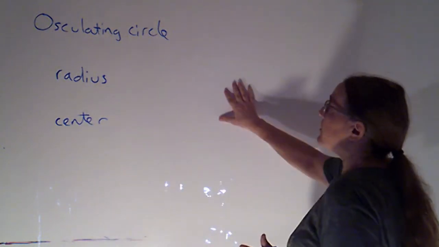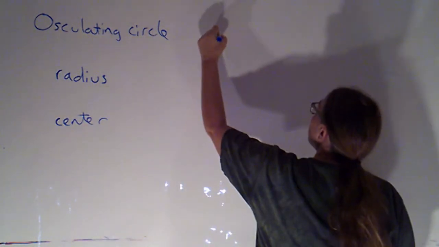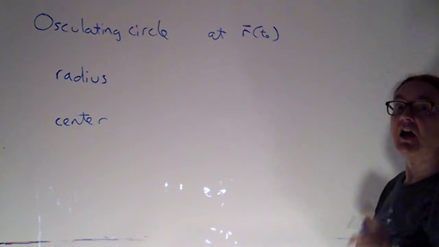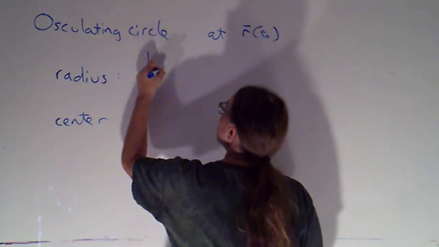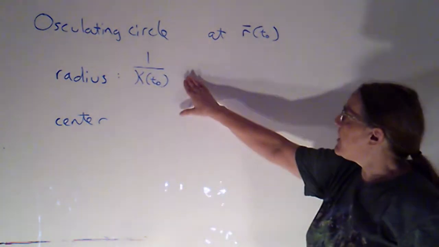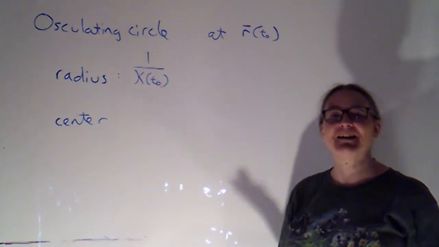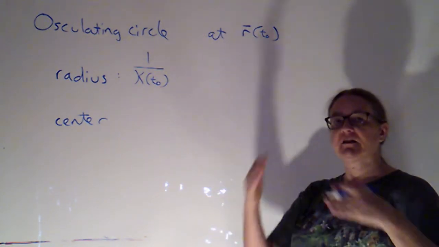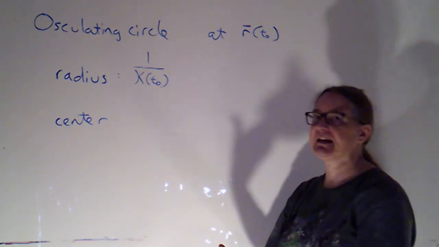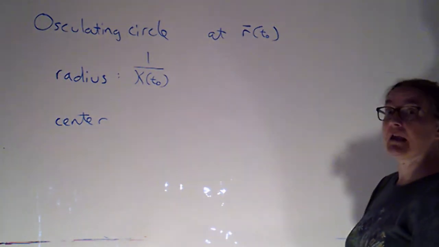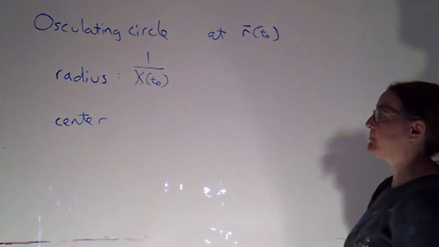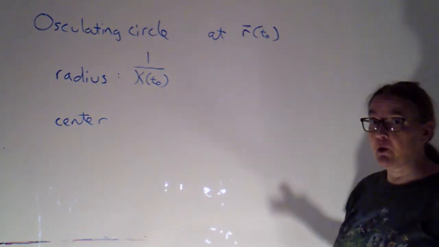Let's say we're talking about the osculating circle at a point r of t naught. The radius is just going to be the reciprocal of the curvature at t naught. Remember we said that a circle of radius a had a curvature of 1 over a. So there was this reciprocal relationship between curvature and radius. What I'm trying to do is create a circle at this point whose curvature is the same as the curve at that point.